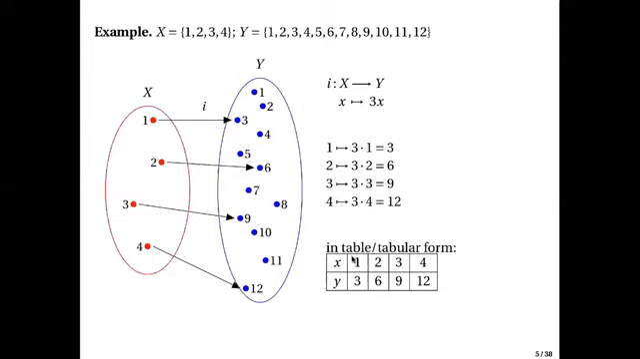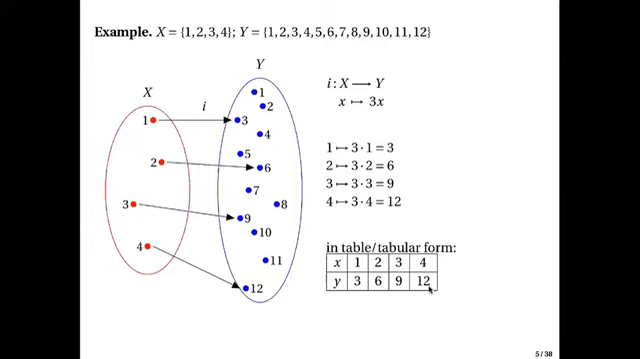And if we want, we can rewrite this mapping in table form or tabular form. In the first row, we have the values of X, coming from the set X. And then on the second row, we have the corresponding values for Y, coming from the set capital Y. So in the first row, you have 1, 2, 3, 4. And then on the second row, corresponding to 1, that's 3. Corresponding to 2, that's 6. Corresponding to 3, that's 9. And corresponding to 4, that's 12.